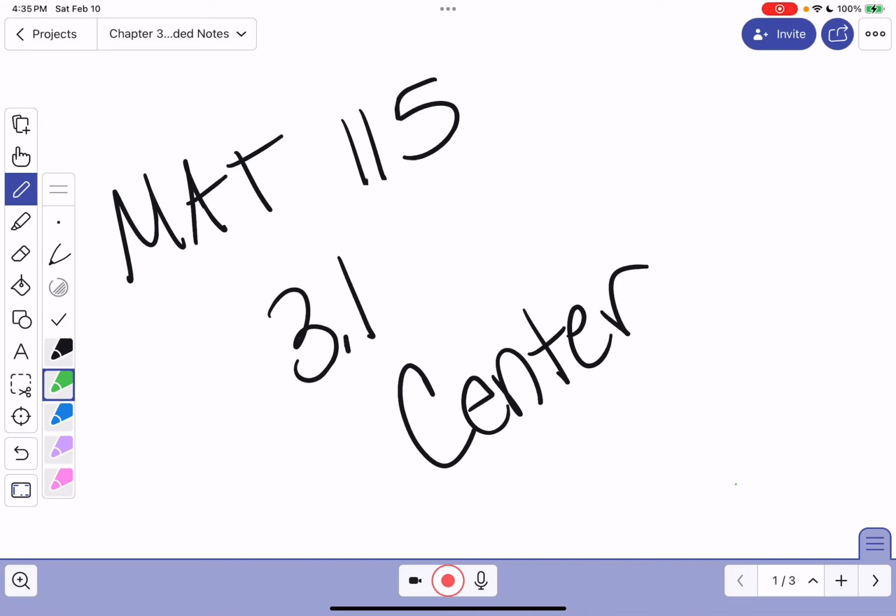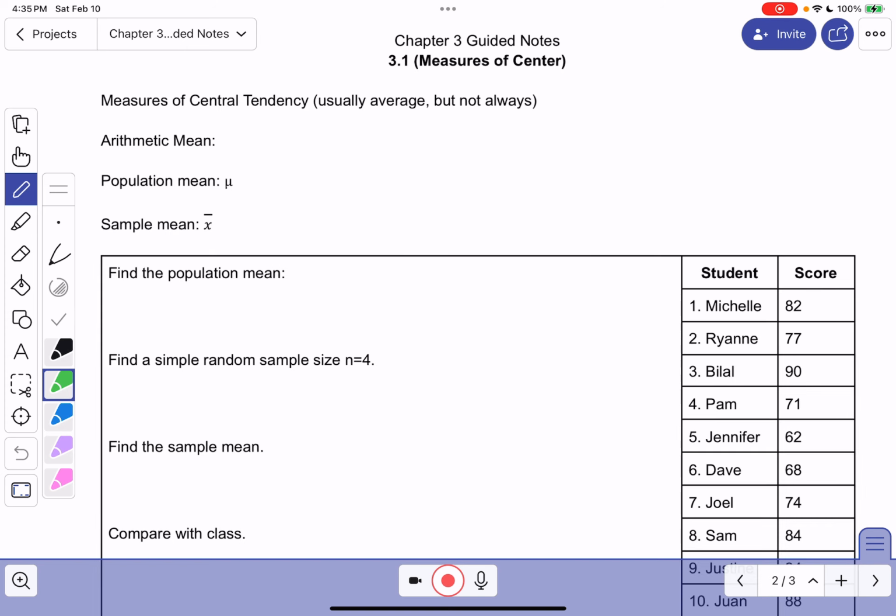This video covers section 3.1 for statistics, measures of central tendency, or measures of center. Measures of central tendency just give you a typical data value. Usually if it's not specified, it's the average, but it's not always. So unless it says, you're not sure.